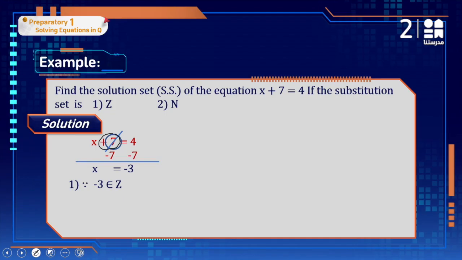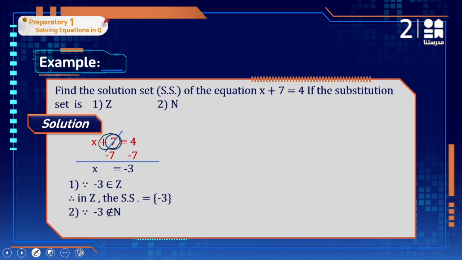This negative 3, as we know, belongs to Z. Z has the positive, the negative, and 0. And natural numbers, we have only positive numbers. So negative 3 belongs to Z. So negative 3 is a solution for it.